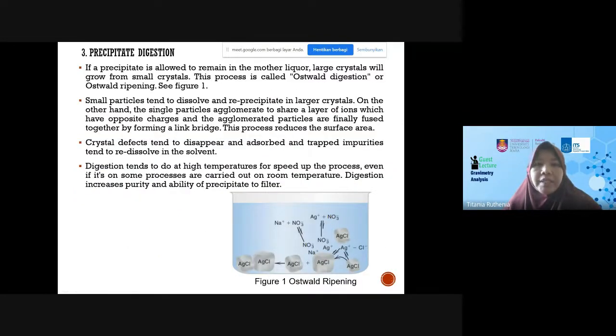Now the third process is the digestion. What time is it? 15 minutes left.